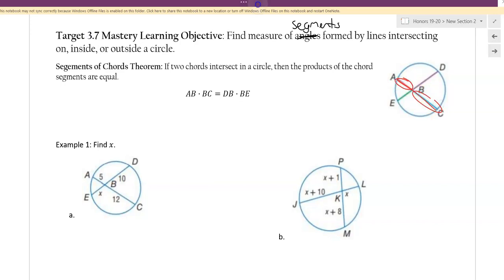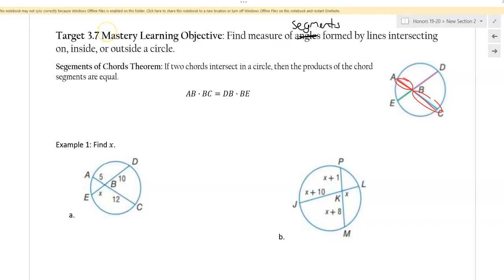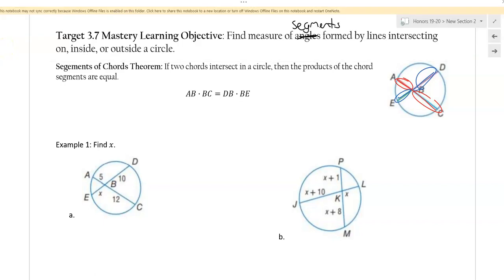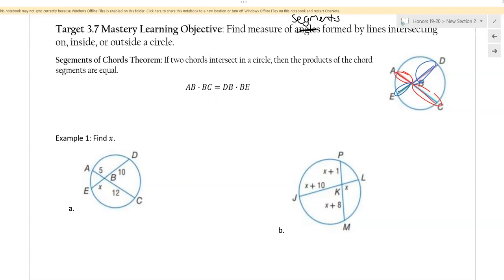So this piece times this piece equals this piece times this piece. Right? And the order that you multiply does not matter, remember. Like I could do BC times AB, right? So let's look at an example.